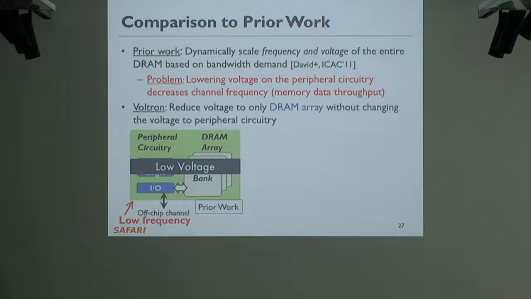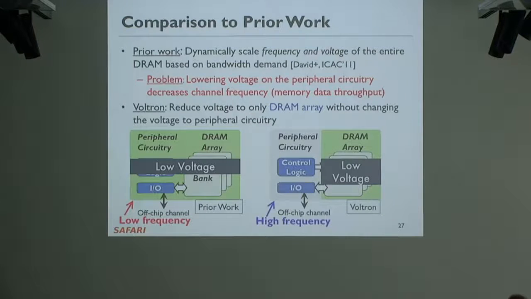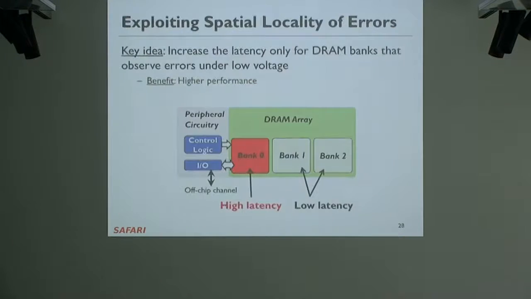In contrast, in this current work, based on the understanding we developed, we keep the peripheral circuitry voltage high, so we don't affect the bandwidth. But internally, we can change the voltage of the DRAM array. That's the idea. So here you affect the bandwidth. Here you don't affect the bandwidth that's coming off the chip. And on top of this, we exploit the spatial locality because we hadn't realized that at that time.